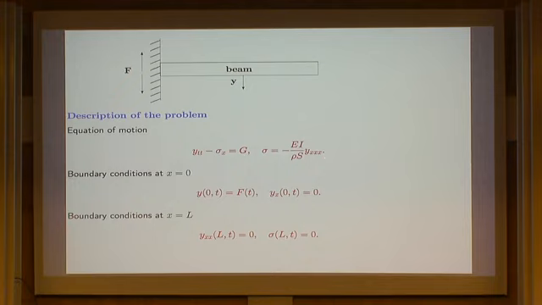Since we have assumed that the beam is clamped at its left hand, we have the following boundary conditions at x equal to 0. So the displacement is prescribed and is a given function of the time t, which corresponds to the motion of the vibrating wall. And the first derivative with respect to x is equal to 0. On the contrary, the right hand of the beam can move freely. So we have no moment and no pressure on the right hand of the beam.